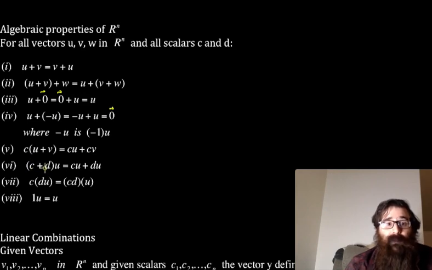A sixth property here, I have a right distributive law. So here I have the sum of these scalars, c plus d, and then I'm multiplying that to vector u, so I can distribute in from the right. So we get c times u plus d times u.